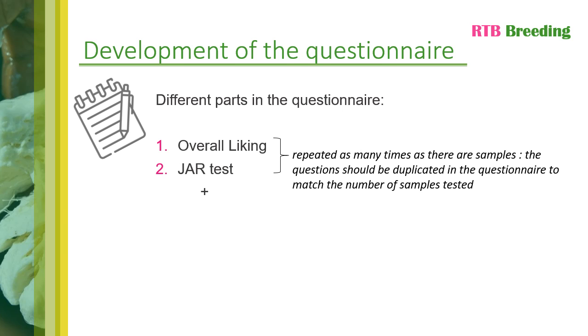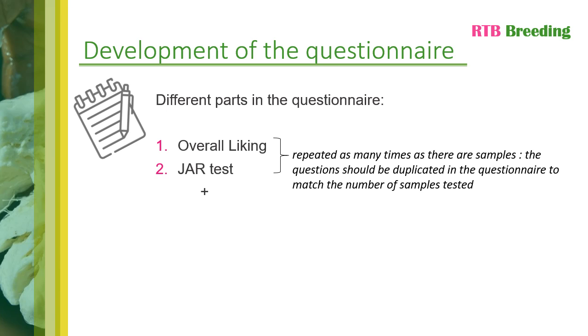Now we come to the development part of the questionnaire. The questionnaire we recommend you carry out for the hedonic tests is in 3 parts. The first part concerns the question on overall liking of the product. The second part is the jar questions, just about right.